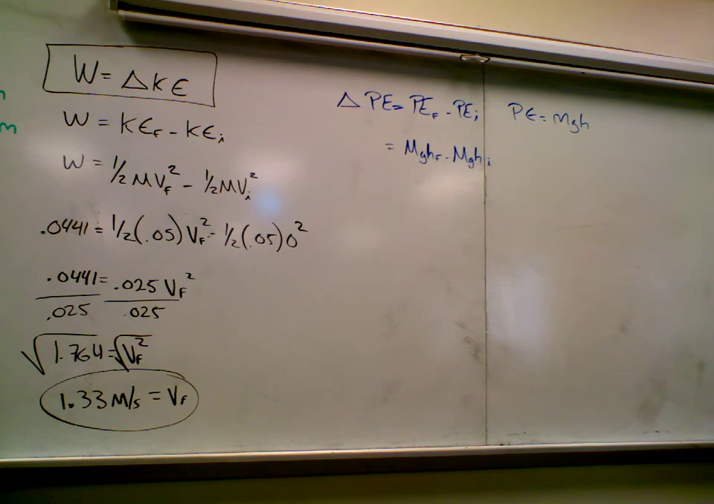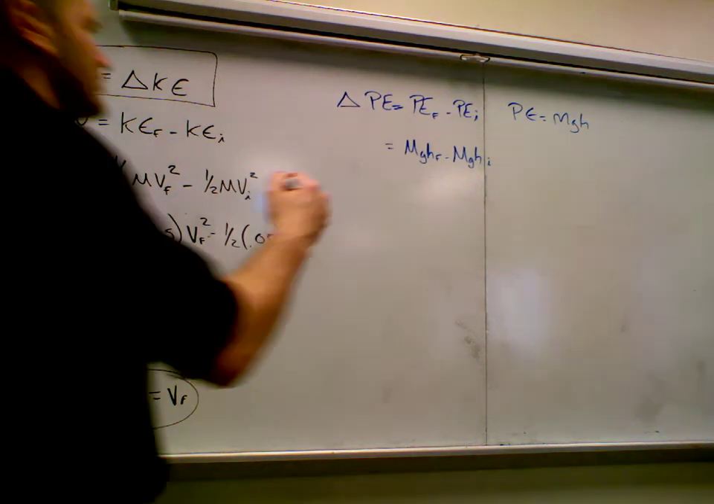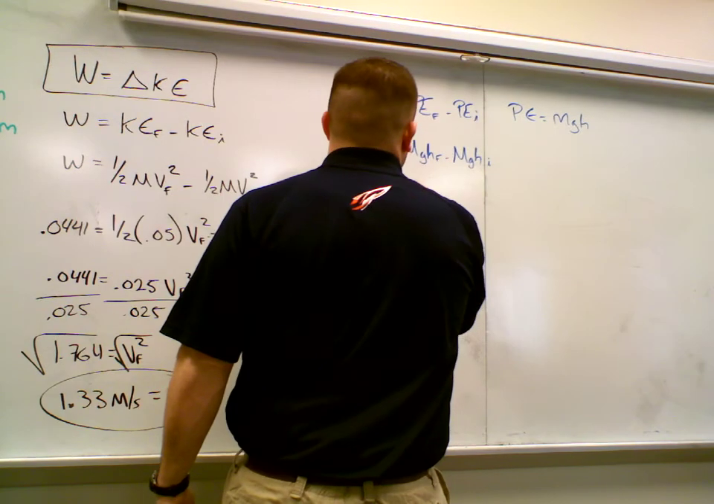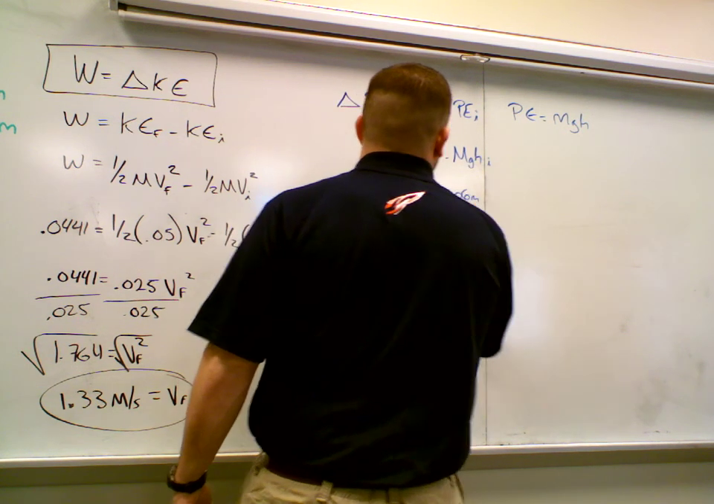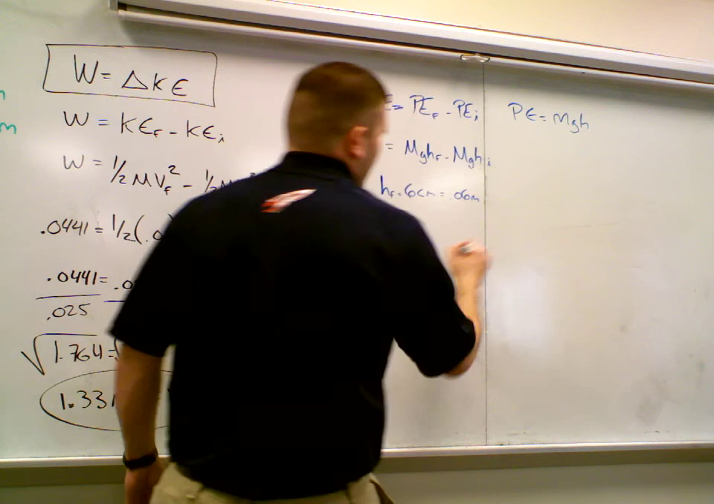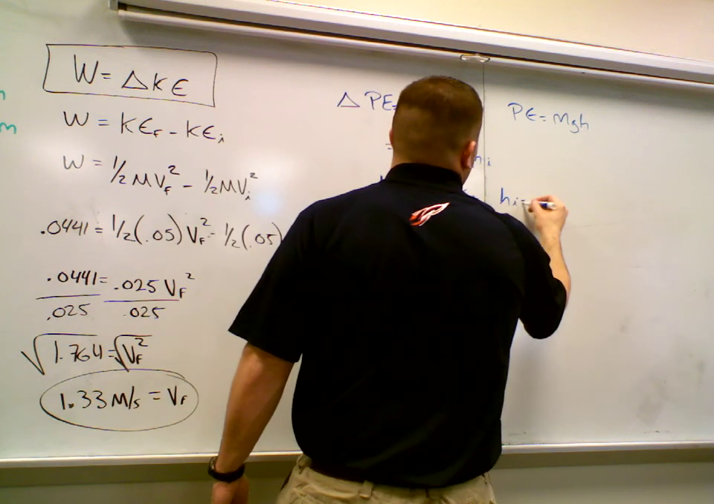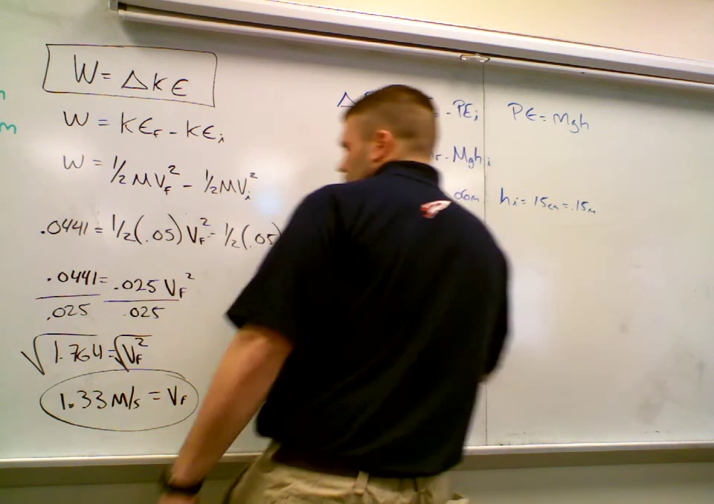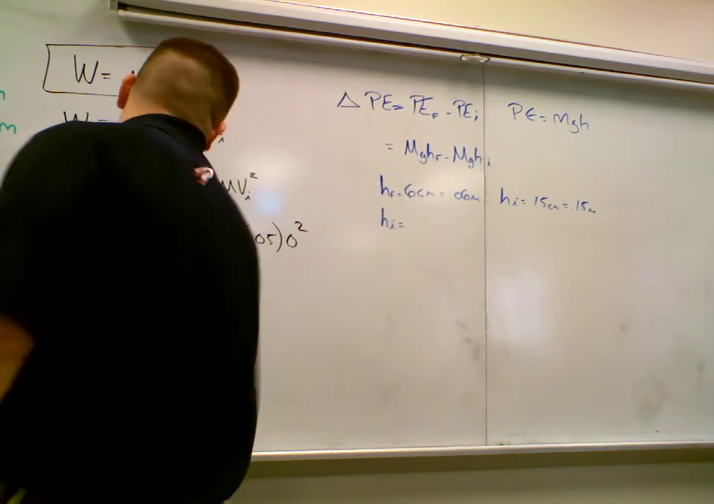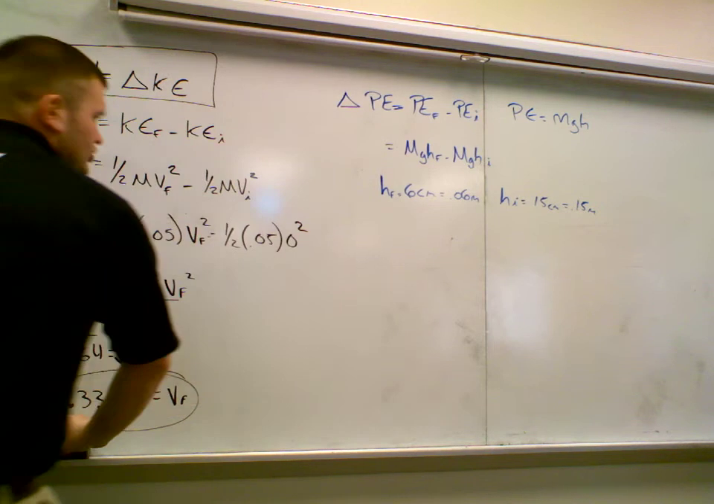Okay? So what was our final height? 6 centimeters, right? So our final height is 6 centimeters, which is 0.06 meters. Our initial height was how many centimeters? 15 centimeters, or 0.15 meters, right? That was our initial height. Can we find our change in potential energy?